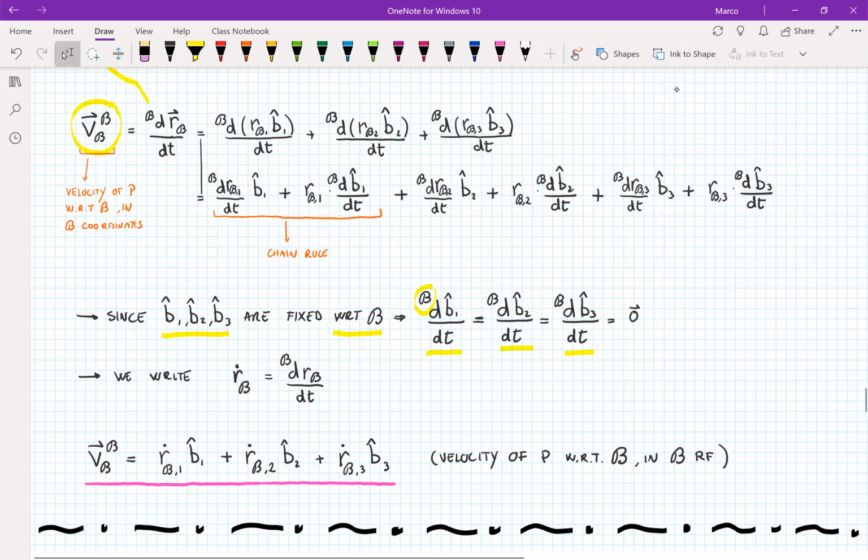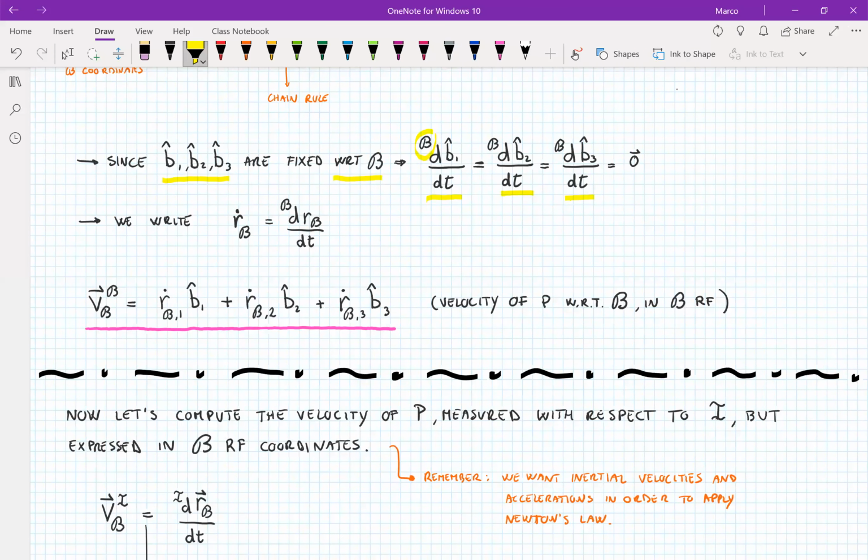And also, by writing the derivative of the components of R_B with respect to time as R_B dot, we have an expression of the non-inertial velocity of P with respect to the body frame of reference in the body frame of reference coordinates.